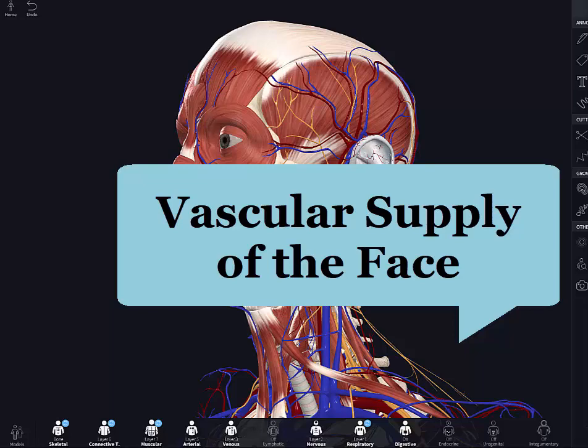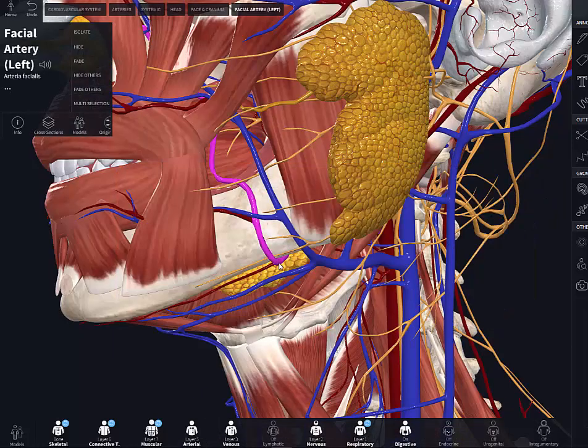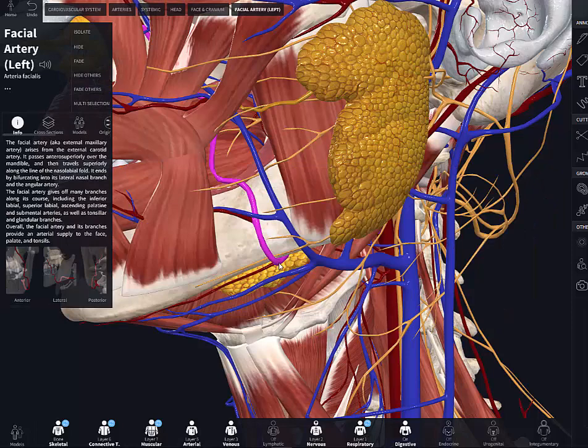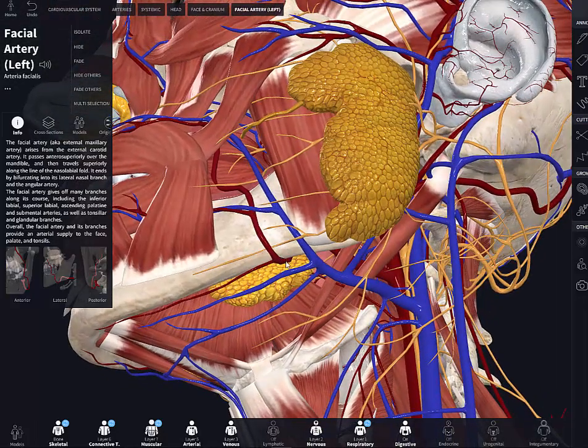Okay, let's have a brief look at the vascular supply of the face. Okay, so if I zoom in a little bit here, here is the facial artery, right? And you might already know that the facial artery is a branch of the external carotid artery. Some people actually might call it the external maxillary artery. However, it arises from the ECA, and it passes anteriorly and superiorly over the mandible.